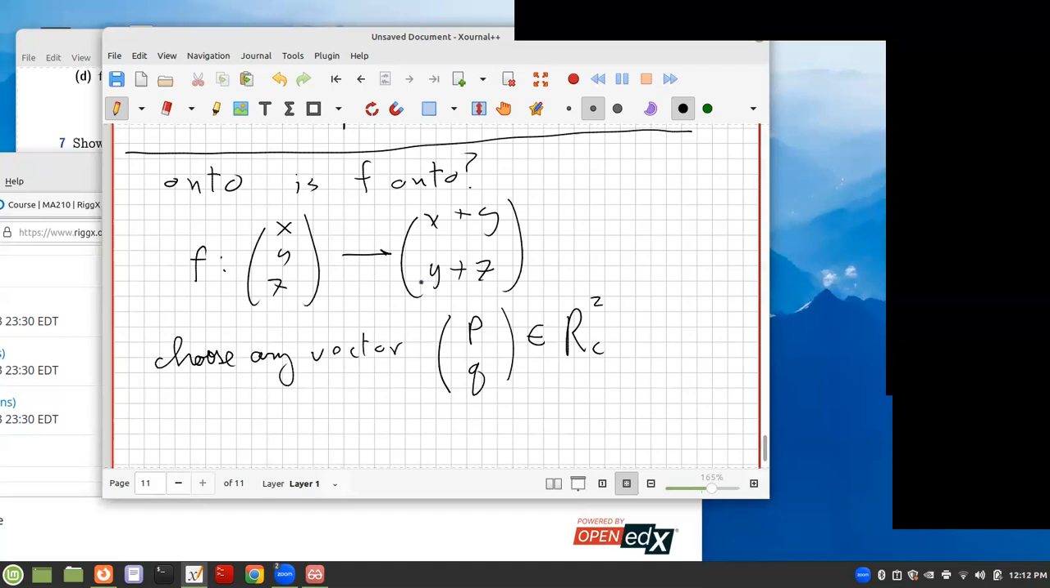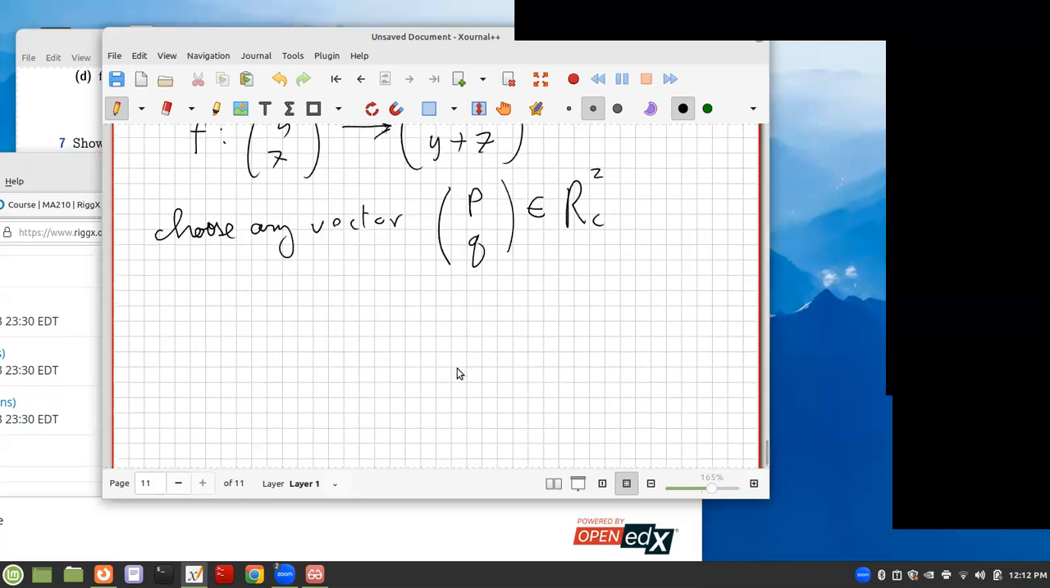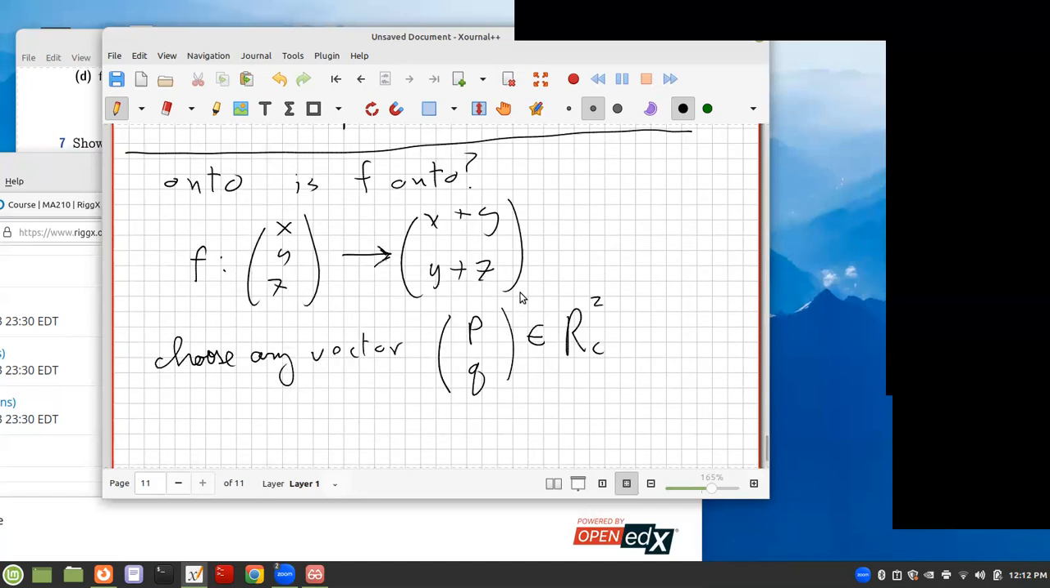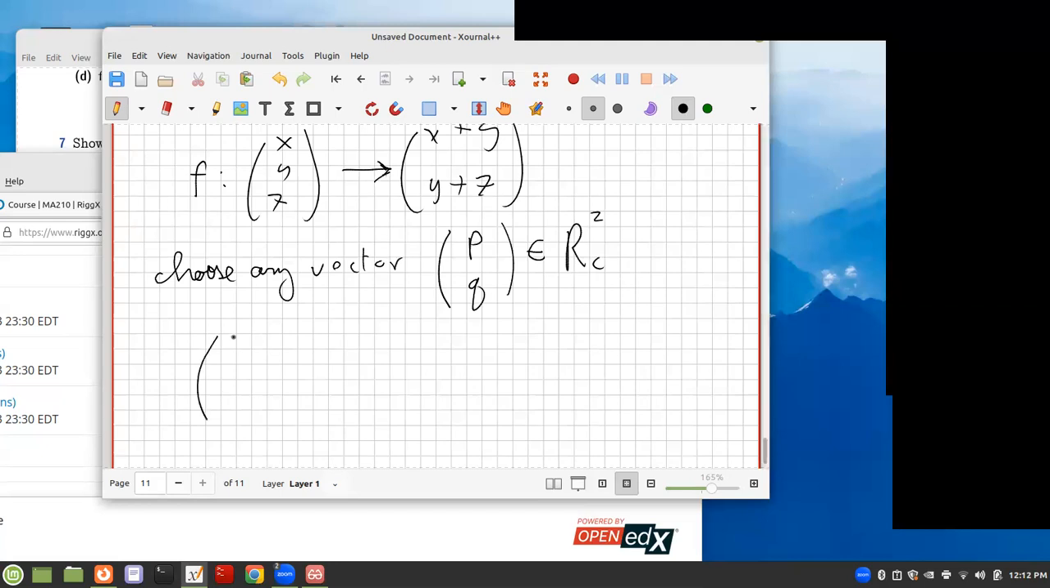And you can see here that we have to be able to choose any vector here and then ask, does this come from some vector here? So we have to say, okay, here's (x plus y, y plus z) has to equal (p, q). Well, this has to be true. This must be the case to be onto.